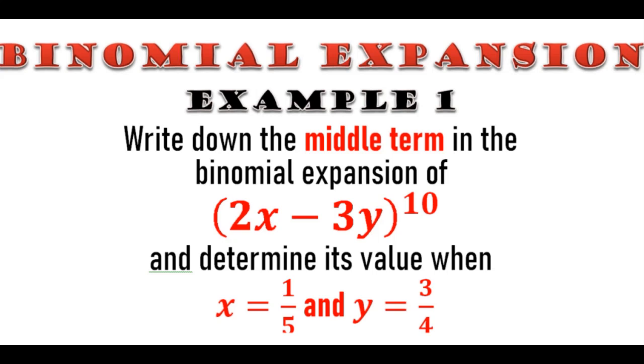Write down the middle term in the binomial expansion of (2x − 3y)^10 and determine its value when x is 1/5 and y is 3/4.